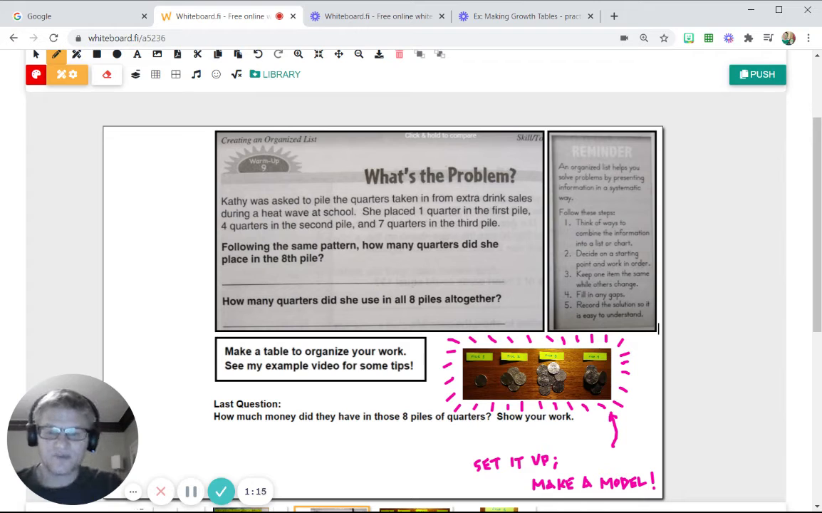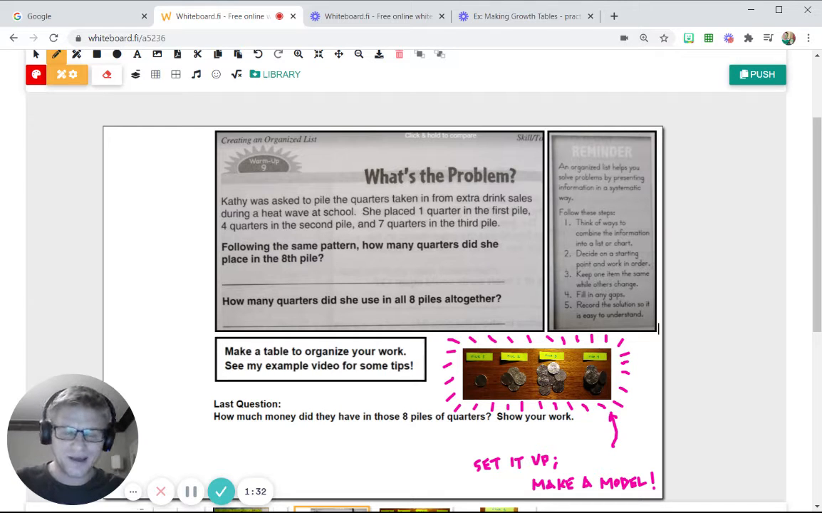Now, I put a box on your assignment that says make a table to organize your work. See my example video for some tips. This is the example video right here. Write a video with pictures. And then the last question I have for you, how much money did they have in those eight piles of quarters?